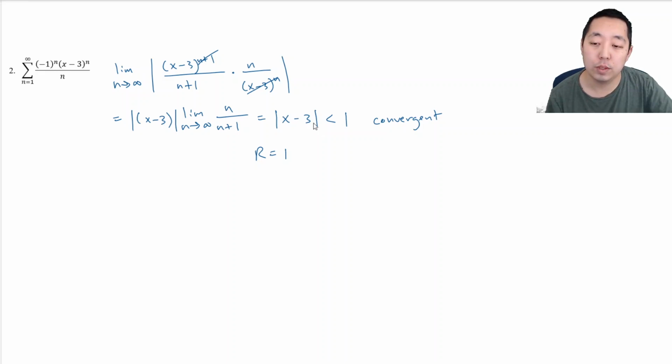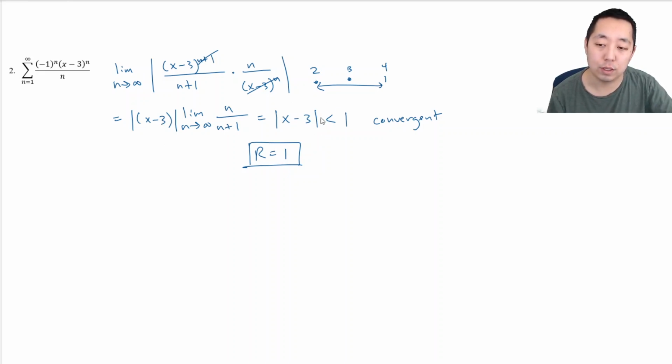Because really what you're saying is that the distance from 3 is 1. That means x can be between 2 and 4, right? Any value between there will have a distance of less than 1. The absolute value of the distance will be less than 1. So that's the radius of convergence. To find the interval of convergence, if I were to simplify, this is really saying x is less than 4 and greater than 2.